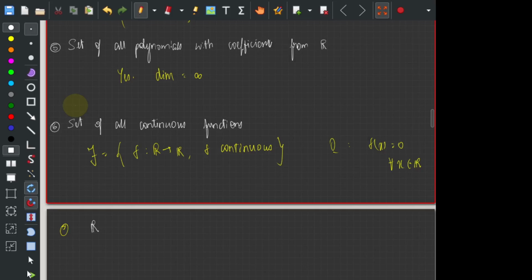Okay, how do you say that it is uncountably infinite? So the first one is countably infinite, that is clear. Right? The set of all monomials forms a basis for the set of all possible polynomials. But how do we even start defining the basis for the set of all continuous functions?